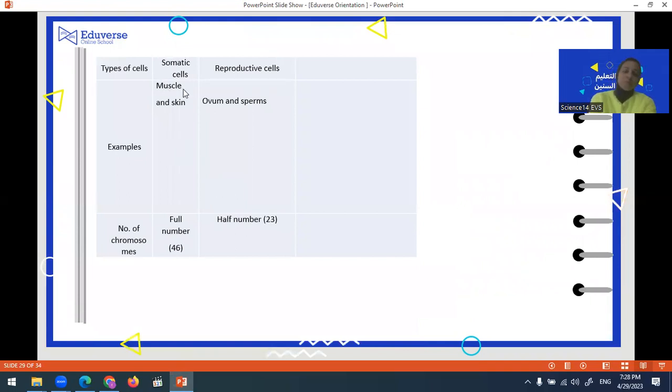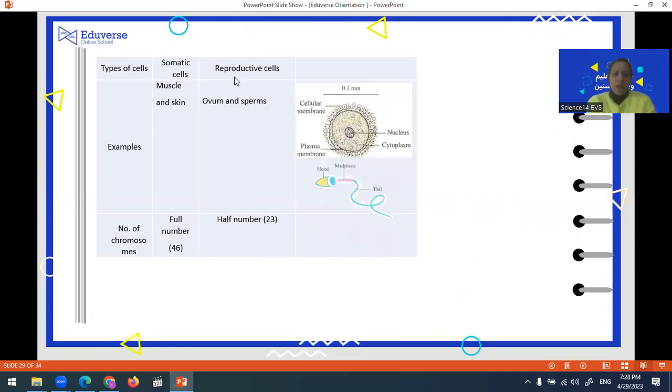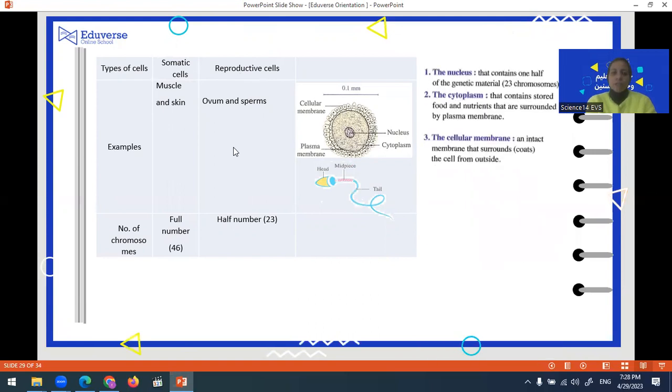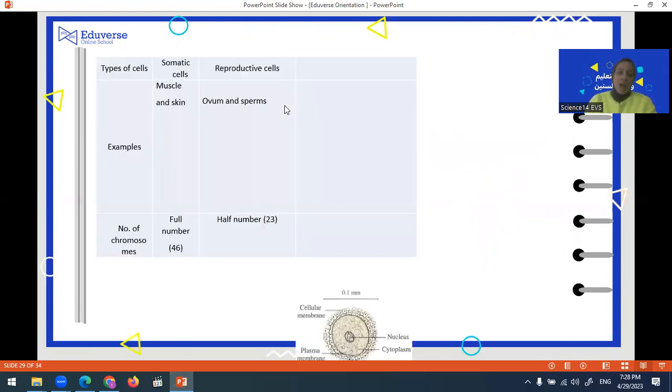Types of cells. We have the somatic cells, like the cells in all of your body, muscles and skin. The other type is the reproductive cells, like the ovum and the sperms. What is the difference between the ovum and sperm and the other somatic cells? The difference is the number of chromosomes in both.